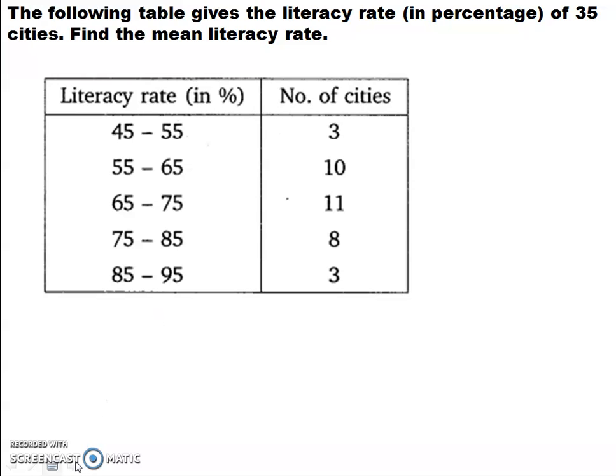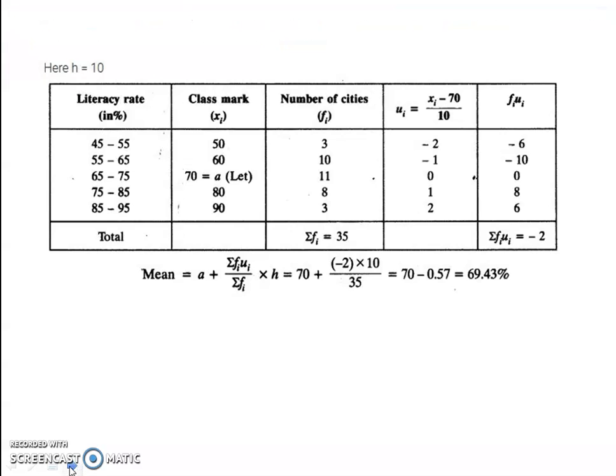You can either choose the direct mean method or the step deviation method, because the class intervals here have two digit numbers. That is why we go for the step deviation method.